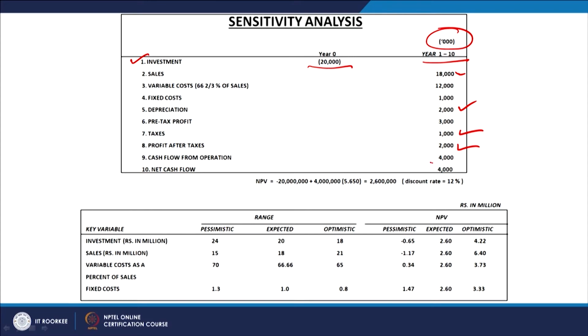So, cash flow from the operations is 40 lakhs. 4 million is the cash flow from the operations, because the profit is 2 millions and the depreciation is 2 millions. Finally, the net cash flow is the same amount, right. There is no other change, there is no terminal cash flow or anything like that, because the salvage value expected from this investment is 0, and the depreciation rate is 10%.